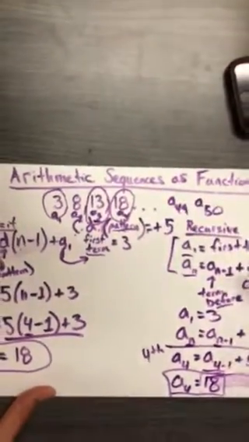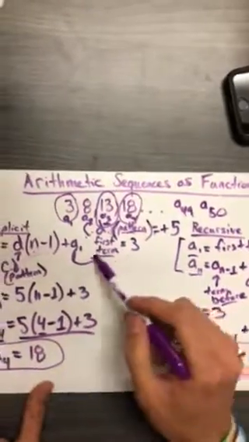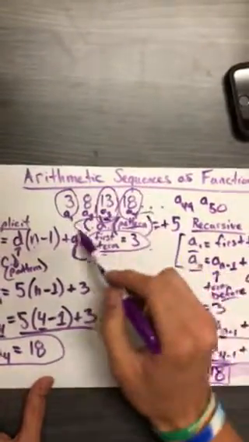So there you have it, arithmetic sequences as functions. Just remember, you need two pieces of information: your first term and your common difference.